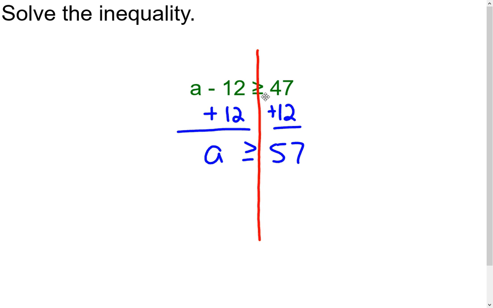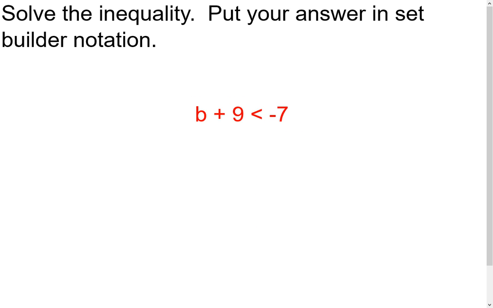It's telling me that A is greater than or equal to 59, which really means that A could be any number that's bigger than 59 or equal to. So the number 60, that would be a solution to the original green inequality.